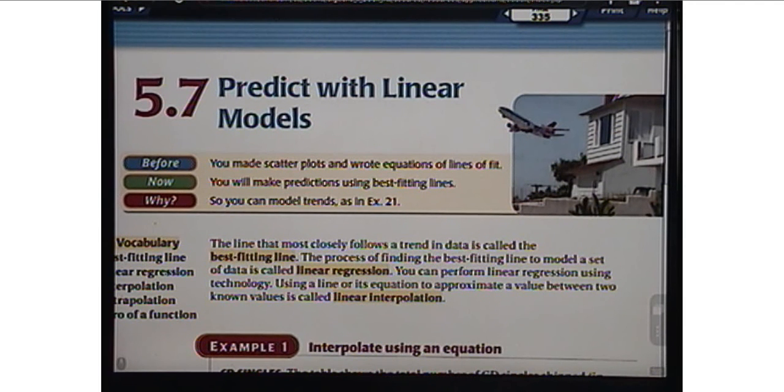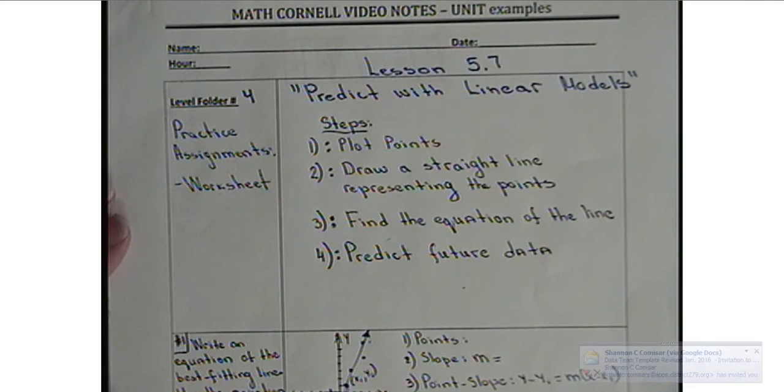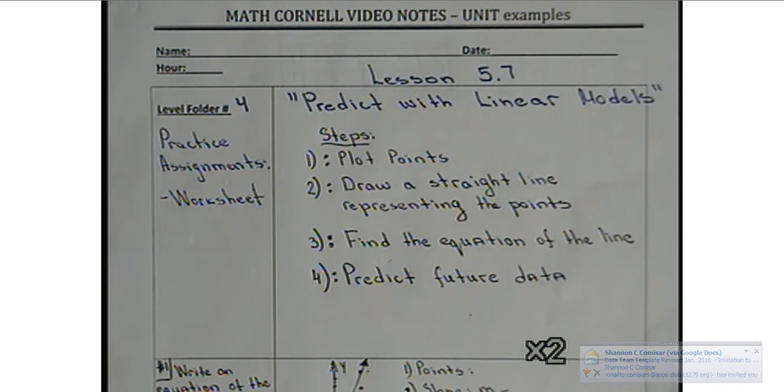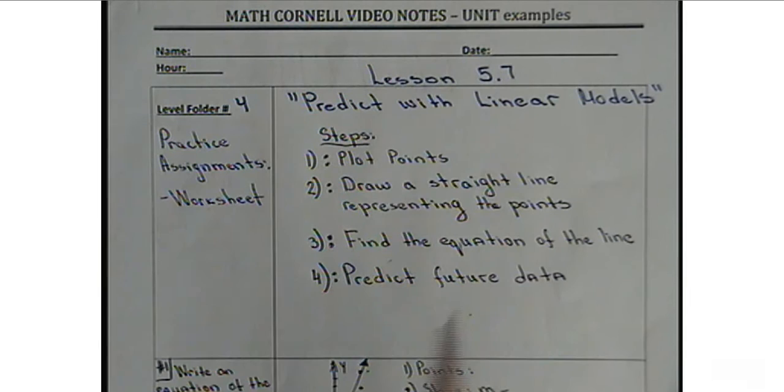So I would like you to start using your notes, and we will begin with the very first information that we're going to use here. You can go ahead and write down lesson 5.7, predict with linear models, and those will be the 4 steps we're going to use. Step 1, we will plot points. If you have a given graph and given points, you always have to plot the points. Sometimes your graph will already have points, so you don't need to plot them. They will be there for you.